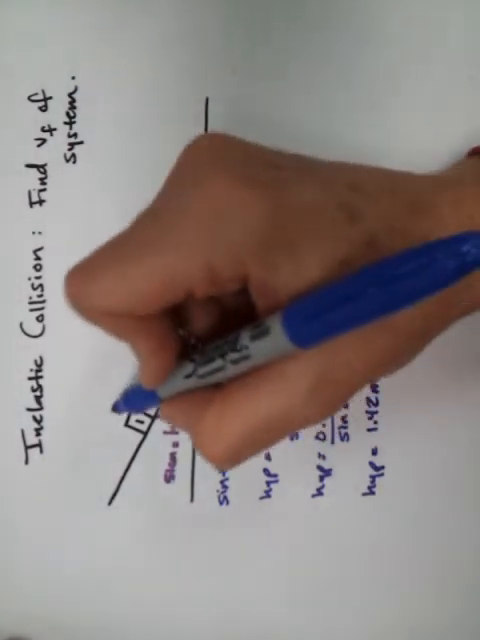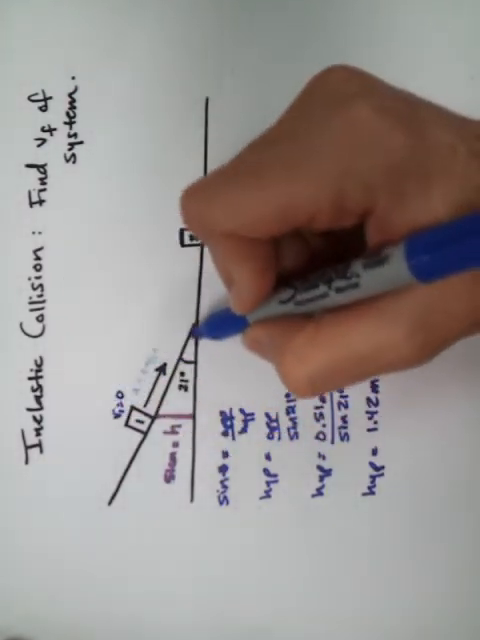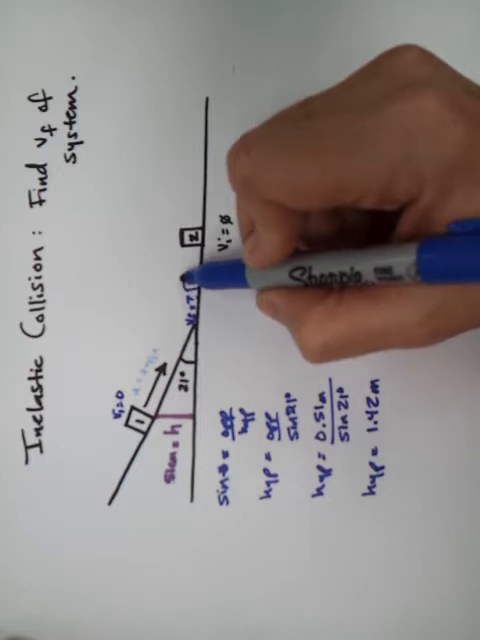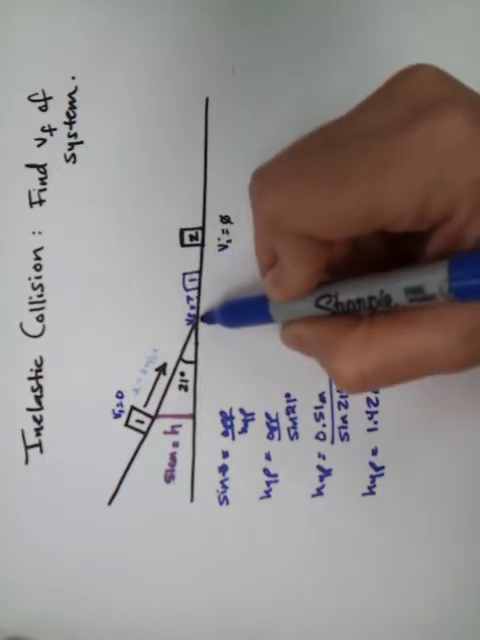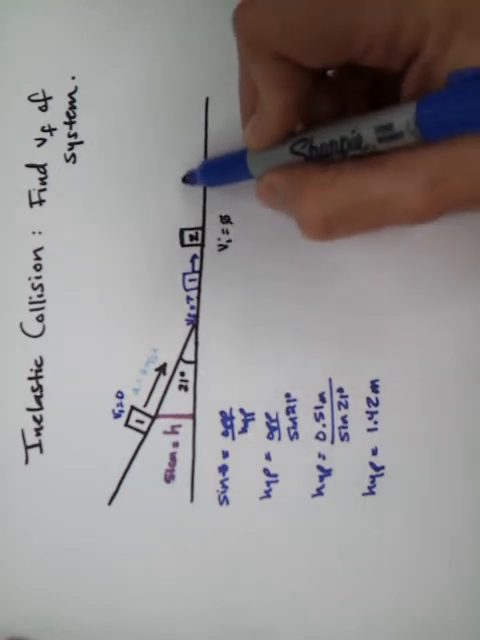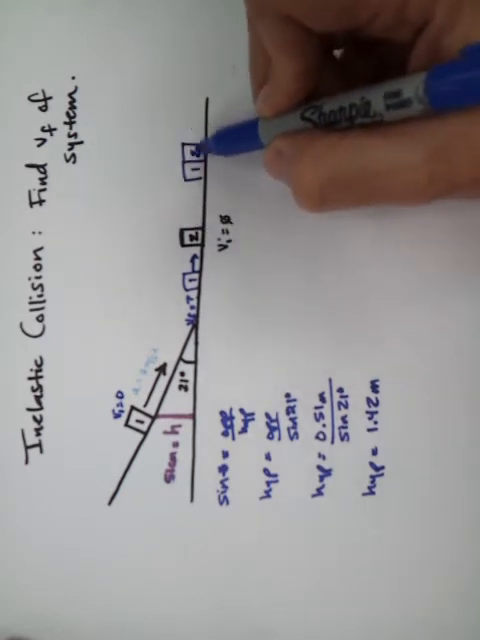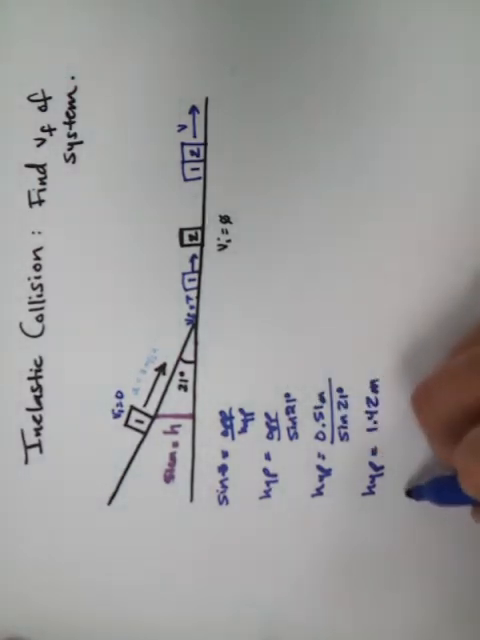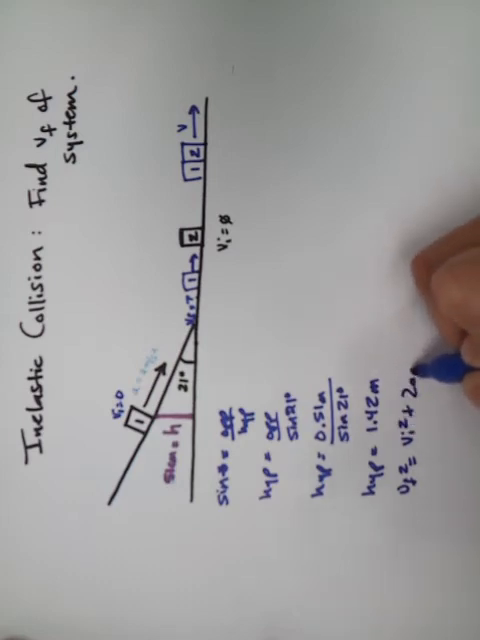Then if we assume that this is 0, we're trying to find this now, because this will lock into place. So object 1, when it gets down here, will be going at that velocity. It's going to then collide with object 2, and object 1 and object 2 will go off at the same velocity because it's inelastic. So we can say then that VF squared equals VI squared plus 2AD.